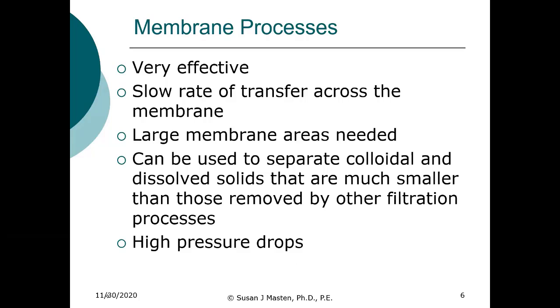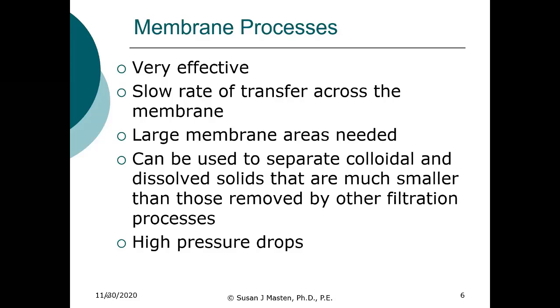So membrane processes are extremely effective. We'll talk about that in the next couple slides. They're effective at removing a variety of contaminants depending on the type of membrane we're using. The problem is that the rate of water flow across the membrane is slow. So we need a large membrane area, and that presents some significant challenges.